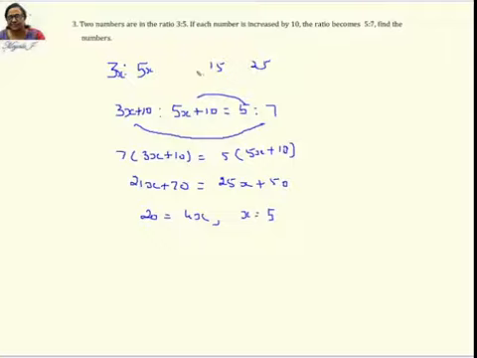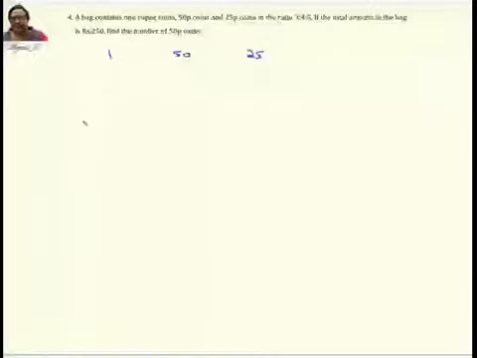You can cross check also. When you add this 10 here, this becomes 25 and this becomes 35. The ratio is what? 5:7. That's what is given. The ratio of this is given as 3:4, and 4:5. What else should you do now?